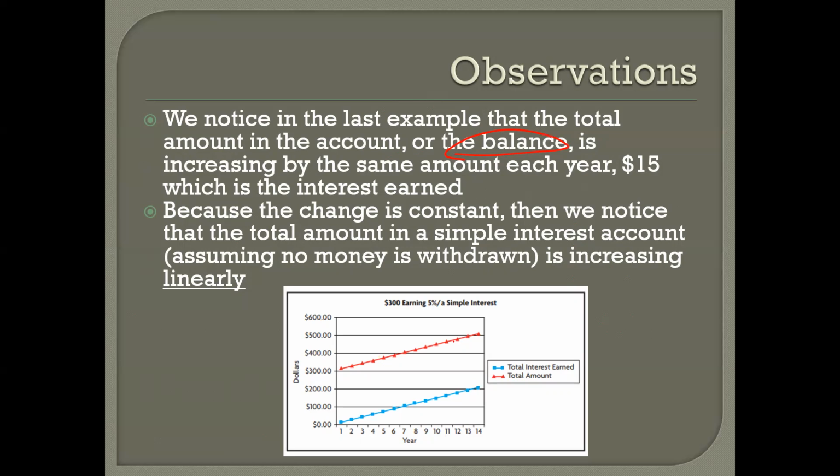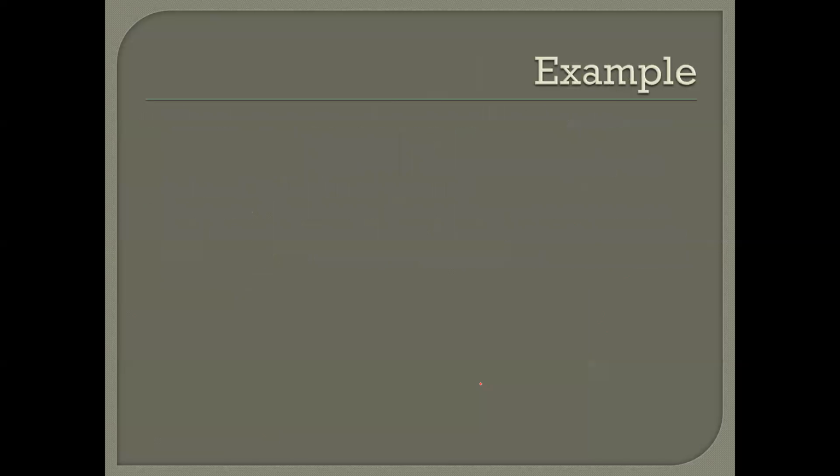So on a graph, this is really what it looks like. So the total amount is obviously going to be higher. This is with a different example, but you can kind of see it's very similar. For the $3,000, we keep increasing the amount in the account, and of course, the interest that is earned will also keep going up by the same amount because the interest every single year is the same. So it's going to be linear growth all the way throughout.